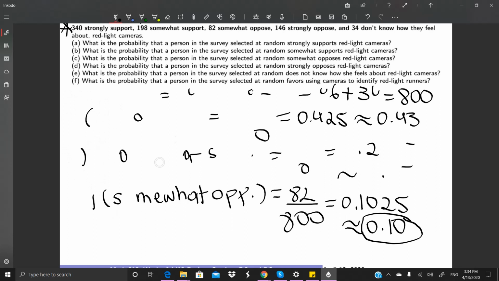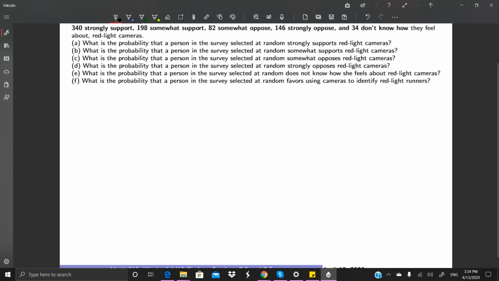And hopefully you can see it next. We're going to strongly oppose, so we're just covering everything. So I'll just erase everything at once. Okay, there you go. Alright, so part D.